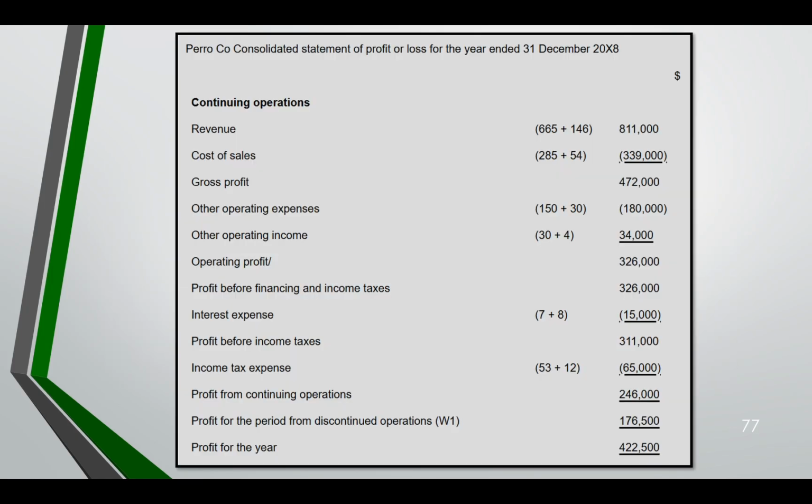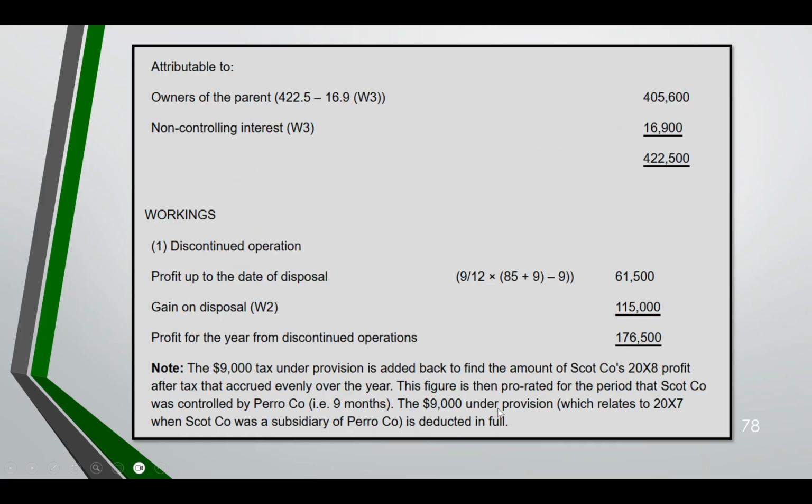Okay. So here the only difference is that income tax expense that you have to work out. Rest everything you will consolidate line by line. Only the 2 subsidiaries. That's it. Okay. And the working is for this profit for the period from discontinuing operation.